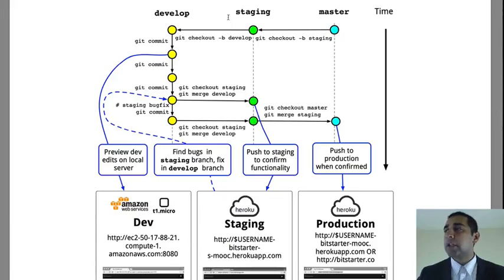Some people actually add yet a fourth branch, QA. That's not necessary when you're a small company. Your QA is basically your staging step. But in a larger company, you could add one more branch in the middle over here.